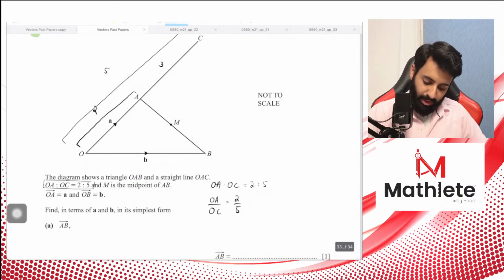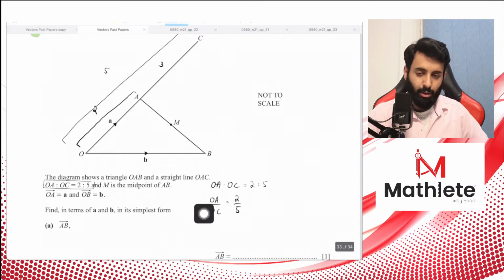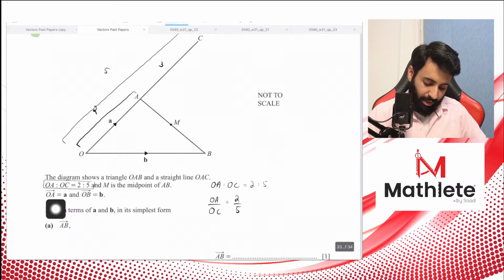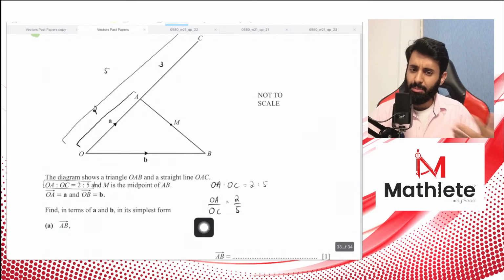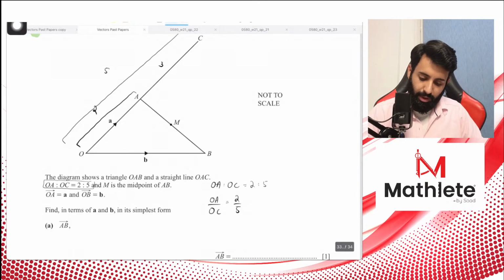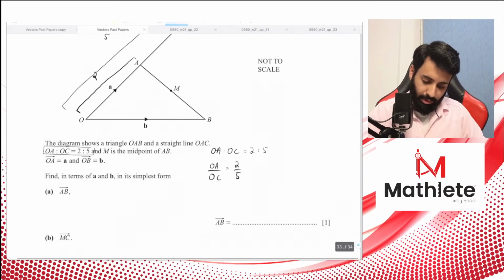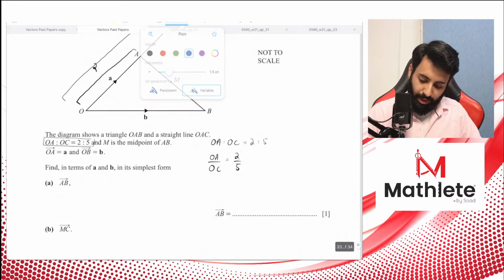Why is that? Because out of these two, OA and OC, we already have OA as a vector. So that means I can simply replace OA with A and then find out OC. But that part obviously comes later. Right now, let's just see what it is that we have to do. So in the first part, we have to find AB.